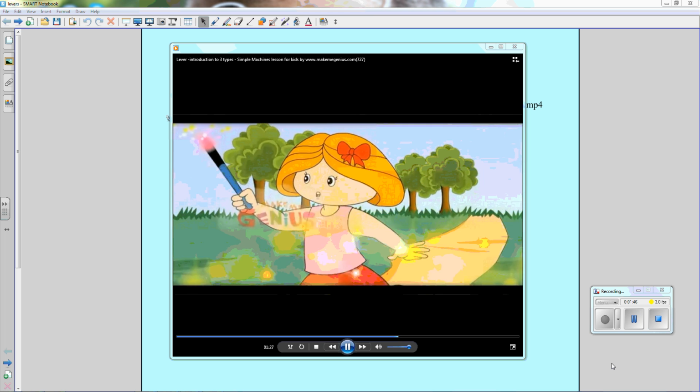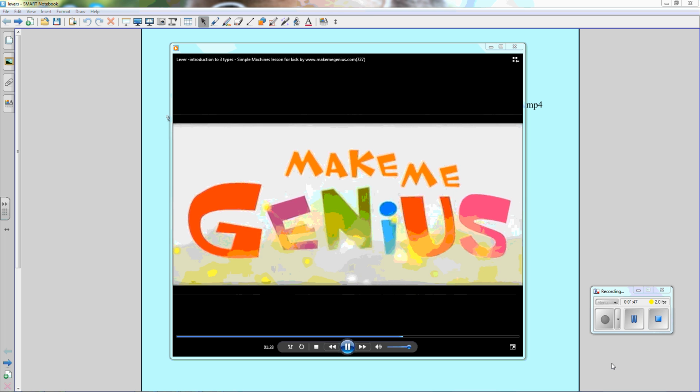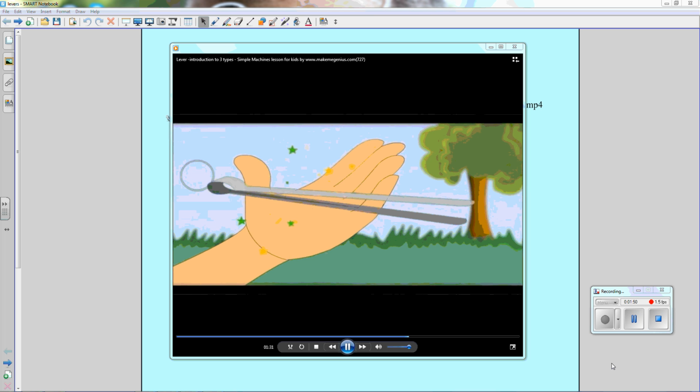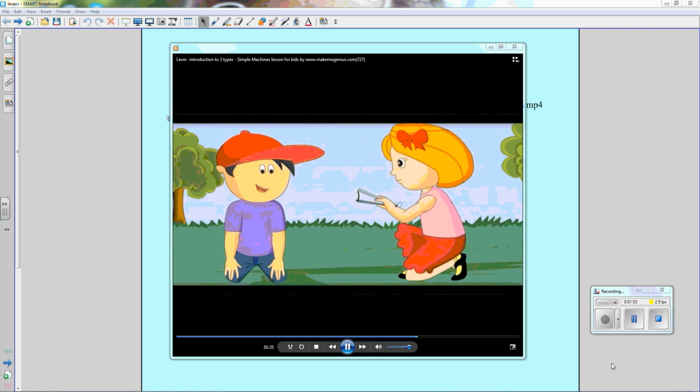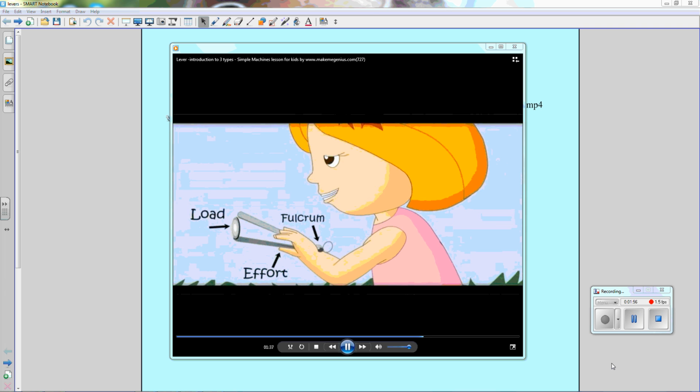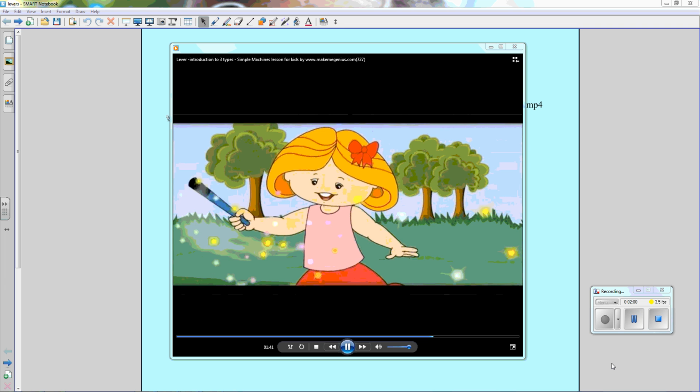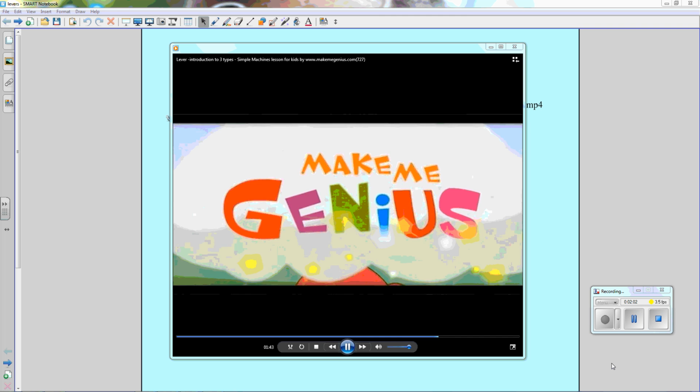Let me show you one more type. Oh, here effort is in the center. Yes, load is on one side and fulcrum is on the other side. Let's see one more kind of lever.